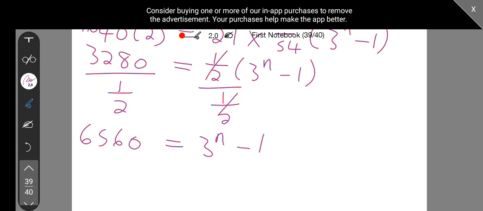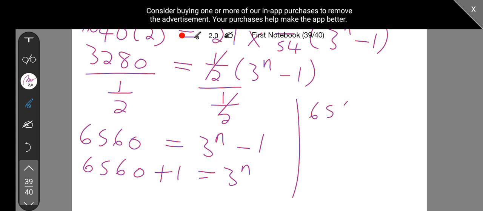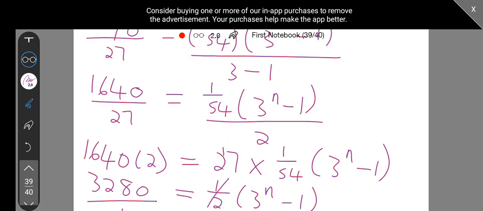And we are going to take the minus 1 to the left side and it will change its sign. So we'll have 6560 plus 1 is equal to 3 to the power of n. So at the end we have 6561 is equal to 3 to the power of n. And we have come to an interesting part. Remember that the n stands for the number of terms. And we know that we can calculate the number of terms from the sigma notation.